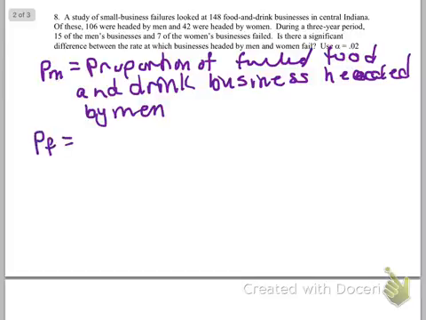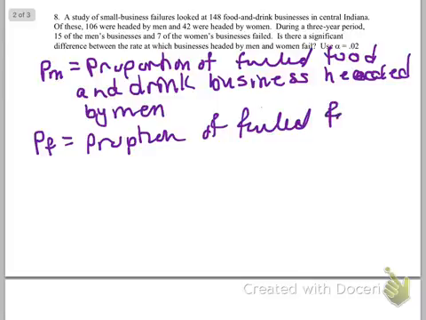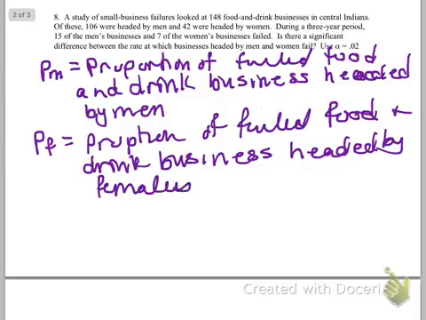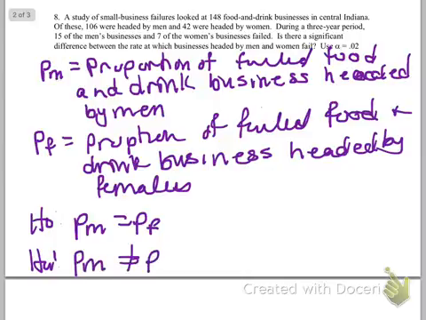and P sub f is the proportion of failed food and drink businesses headed by females. Okay, so my H0 is going to be that Pm is equal to Pf, and my HA is going to be that Pm doesn't equal Pf, and that's because they want to see if there's a difference.